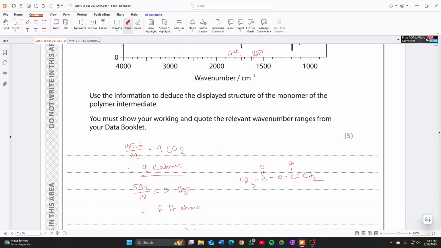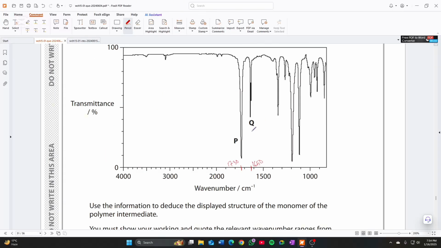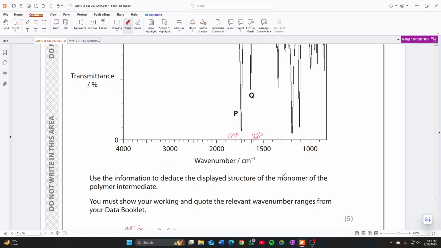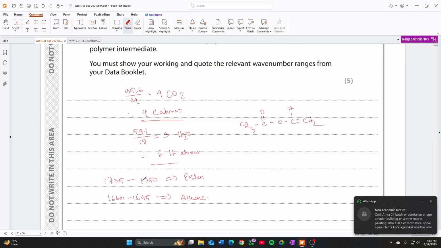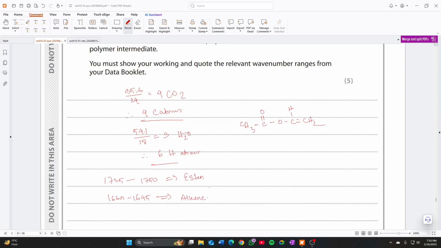Similarly, there was 54.1 gram of water. Divide this by the Mr of water, and we have 3 moles of H2O. That means we have 6 hydrogen atoms. Now, if we look at this, P and Q is at around 1650-ish, and P is around 1735 or 1730. If you look at your data booklet, 1735 to 1750 indicates an ester, and the peak range from 1669 to 1645 indicates an alkene. That means we will have both an ester and an alkene.